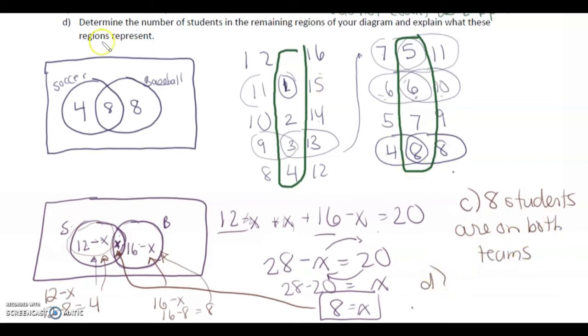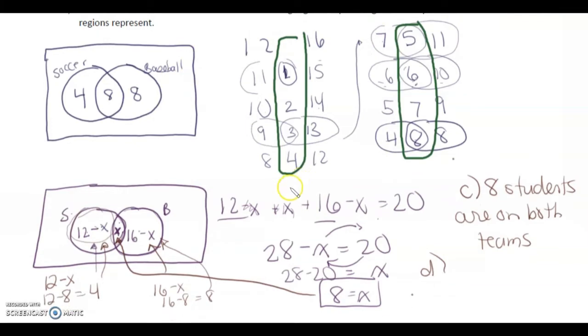Okay, and D, determine the number of students in the remaining regions of your diagram and explain what these regions represent. Okay, so for this region here, I want to highlight this in green. So this region here, there are 4 students. So this means 4 students play soccer only.